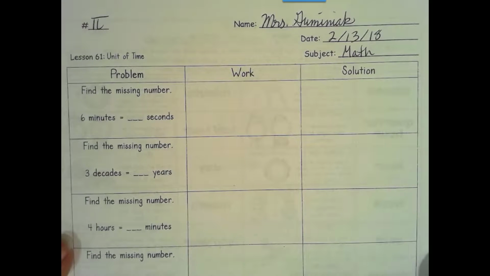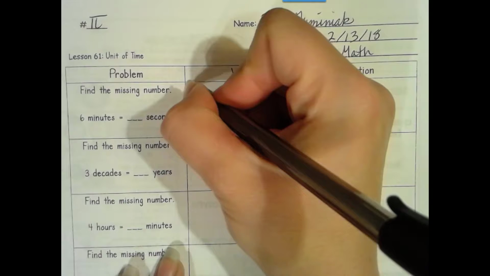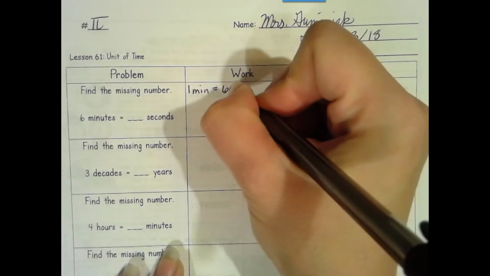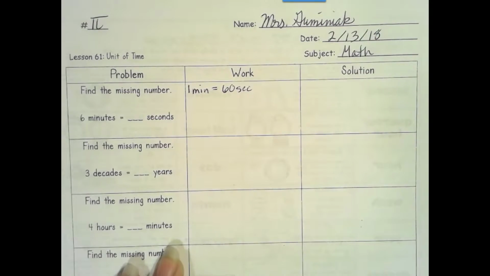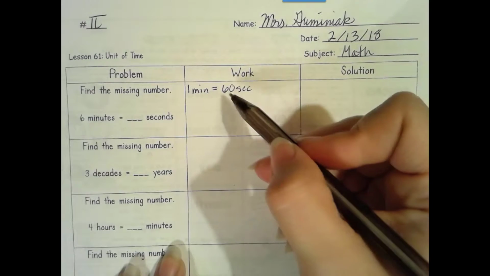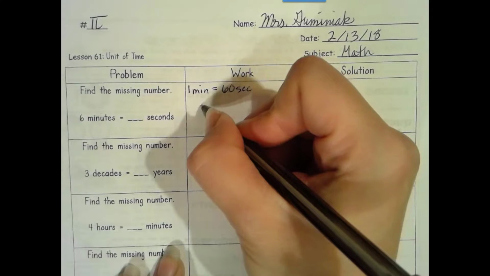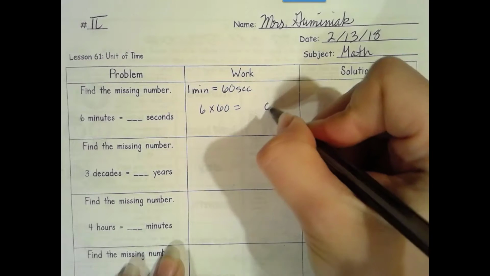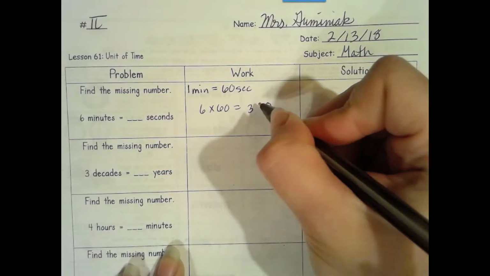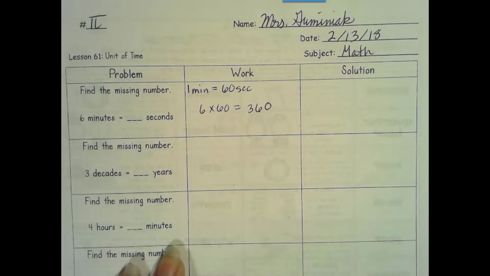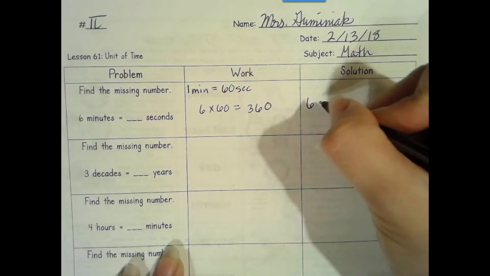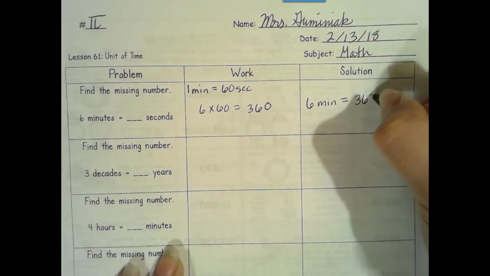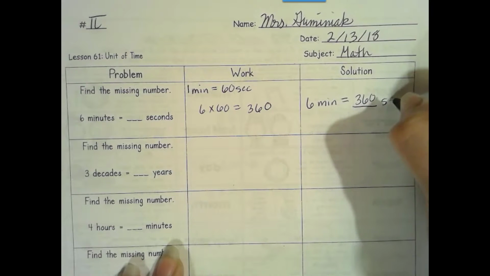Alright, so here we need to find the missing number. So we need to know that 1 minute is equal to 60 seconds. So one group of 60, we need 6 groups of 60. The placeholder moves it over a place. 6 times 6 is 36. So 6 minutes is equal to 360 seconds.